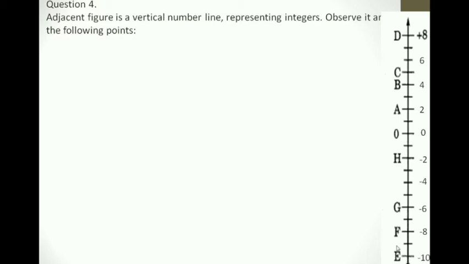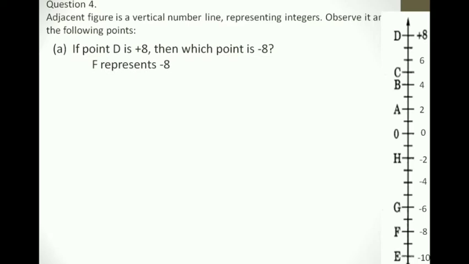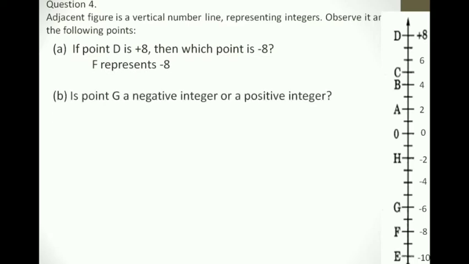So now which are the questions there? If point D is positive 8, then which point is negative 8? Just look at here, which point is negative 8? Yes, absolutely correct. It is F. F represents negative 8. Is point G a negative integer or a positive integer? Look at here, where is the G? Yes, it is at the downside, that means it shows negative integer.